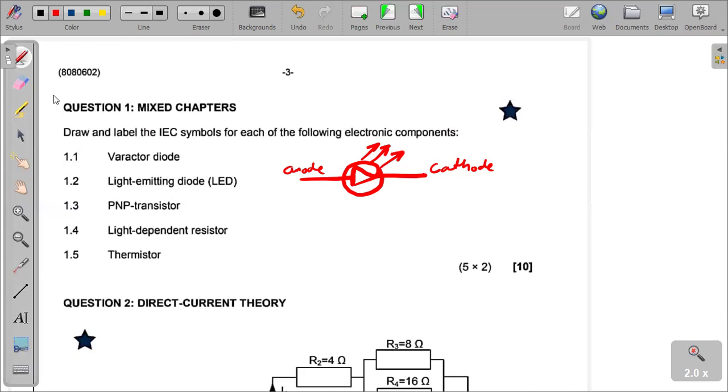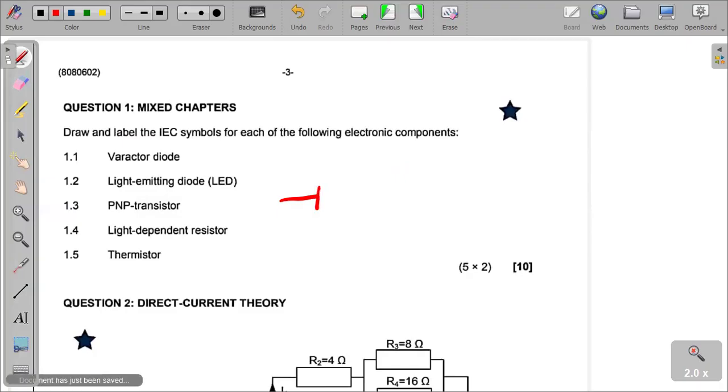Then the next one was the PNP transistor. The PNP transistor is one of the BJTs, the bipolar junction transistors, the two of them being the NPN and the PNP. Oftentimes candidates have a problem distinguishing between the PNP and the NPN, especially on the symbol. So I always advise my students to do this. Both of them look similar, but the arrow for the PNP is pointing in.